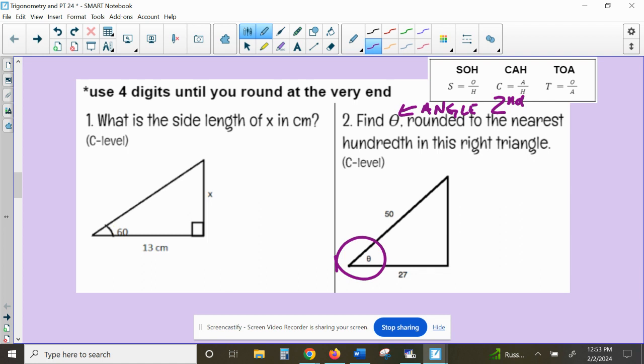Okay, after we circled this, did we label all of our sides? Who is going to be hypotenuse? The 50. Who is this guy over here then? That's opposite. And down here is adjacent. Okay, so after we label our sides, what do we do next?